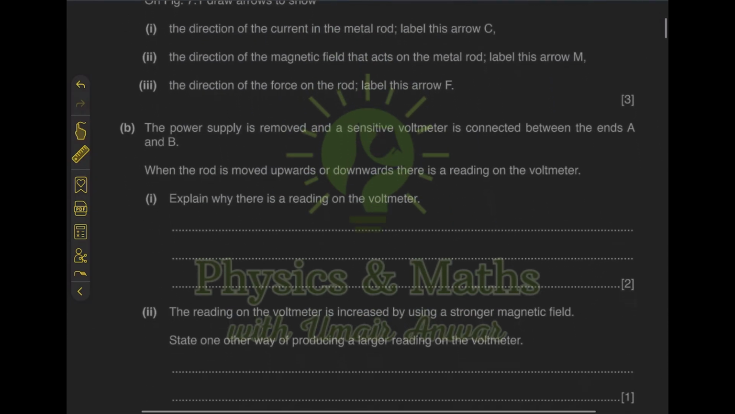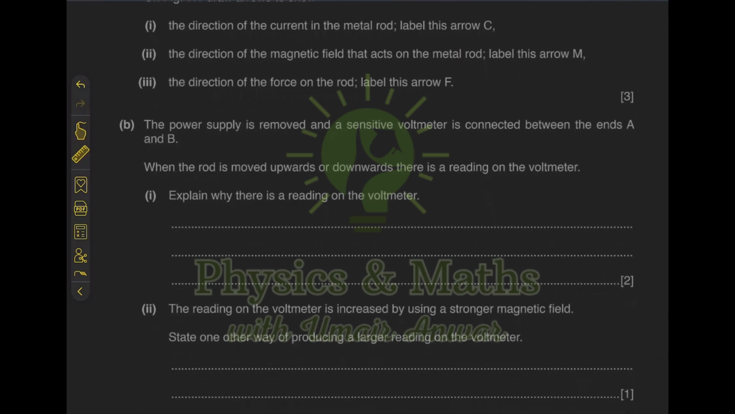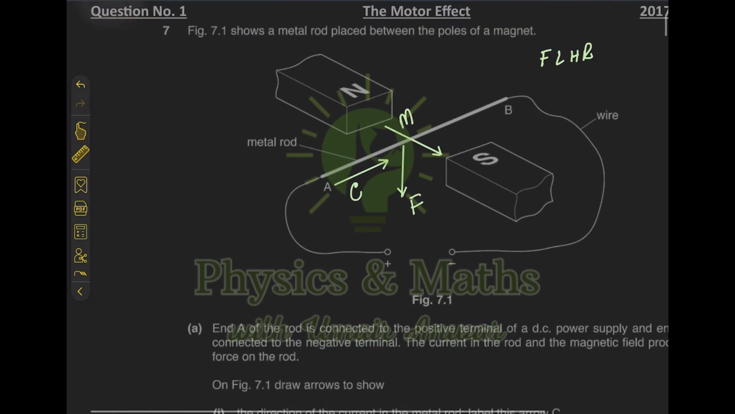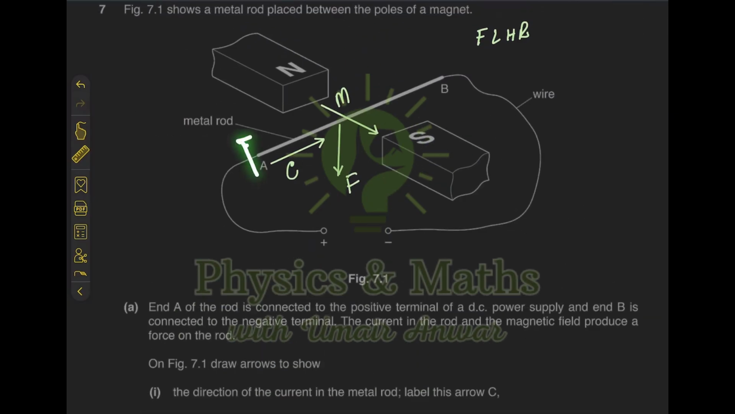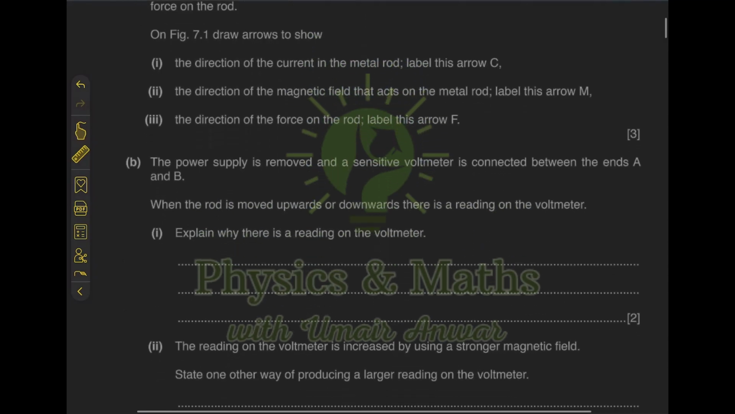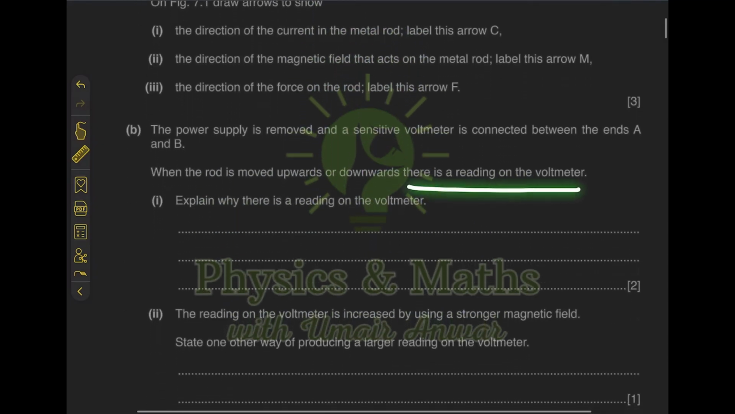The next part says the power supply is removed and a sensitive voltmeter is connected between the ends A and B. Now we have removed this power supply. The rod is no more carrying a current and it is still placed in the magnetic field of north and south poles. When the rod is moved upwards or downwards, there is a reading on the voltmeter. So this phenomenon is called the induction. Whenever a conductor is moved in a magnetic field in such a way that it is cutting the magnetic field lines, then an EMF is induced in the conductor. So the voltmeter is giving that reading to us.